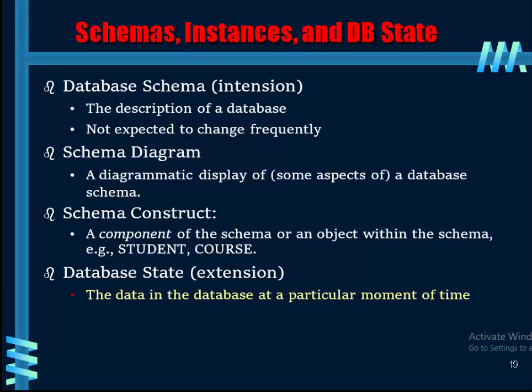For example, if there are 5 rows at a particular moment, that means the instance of a database is 5. If there are 10 records at present, that means the instance of a database is 10. So at present, how many records are present in the database? That is a database state or an instance of the database.